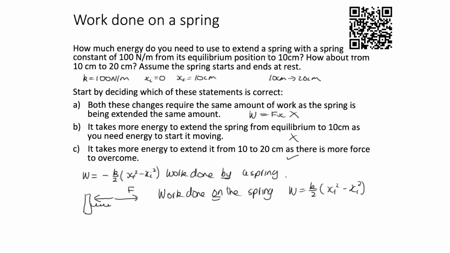So how much work do we need to do to extend it from 0 to 10? We can just put this in. So we've got 100 over 2, substituting in my 100 for k, times the final location, which is 10 centimeters, minus the initial location, which is equilibrium, so 0. So solving this, I get 0.50 joules is done on the spring.